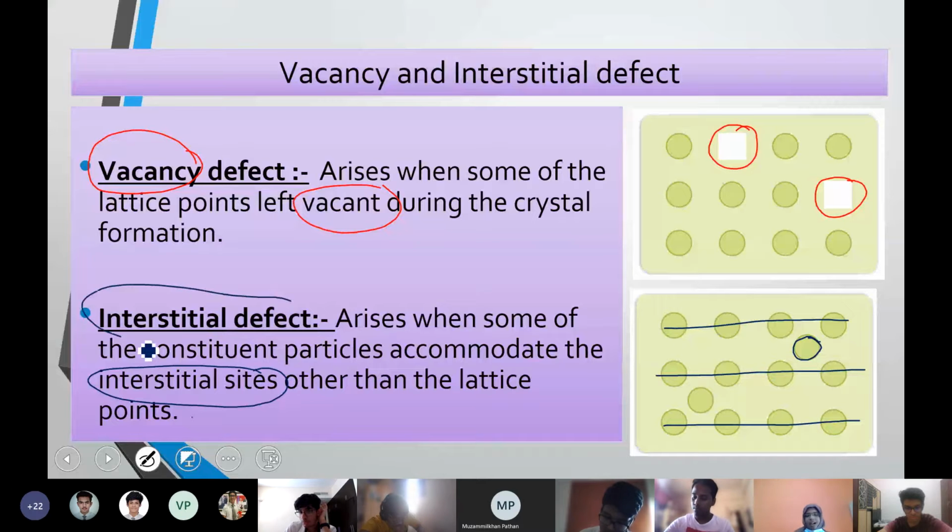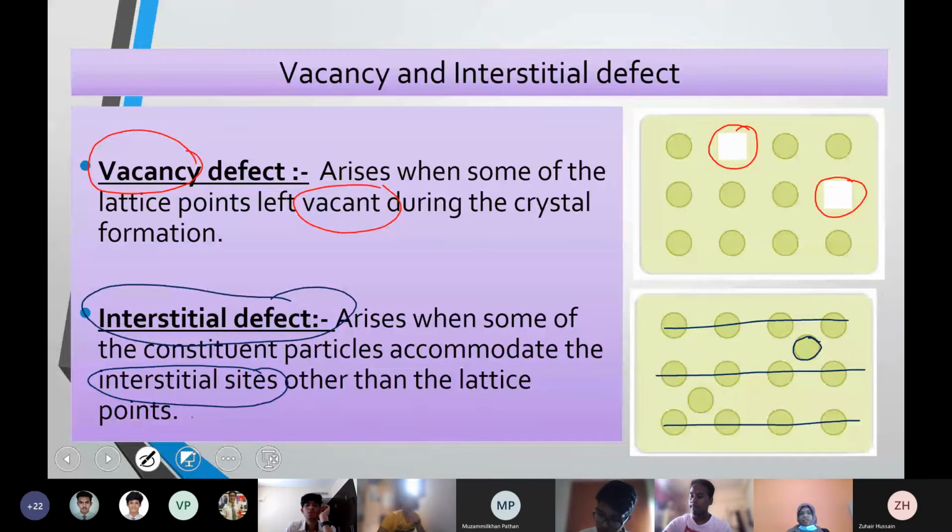So both come under stoichiometric defect, vacancy defect and interstitial defect. Vacancy means, as the word indicates, there are vacant positions because some atoms or particles are missing in the lattice arrangement. Interstitial defect means the arrangement is perfect, nothing is missing, but the particles are occupying positions in between the layers, in the interstitial sites. Such a defect is called interstitial defect. So these are the major types of stoichiometric defect.